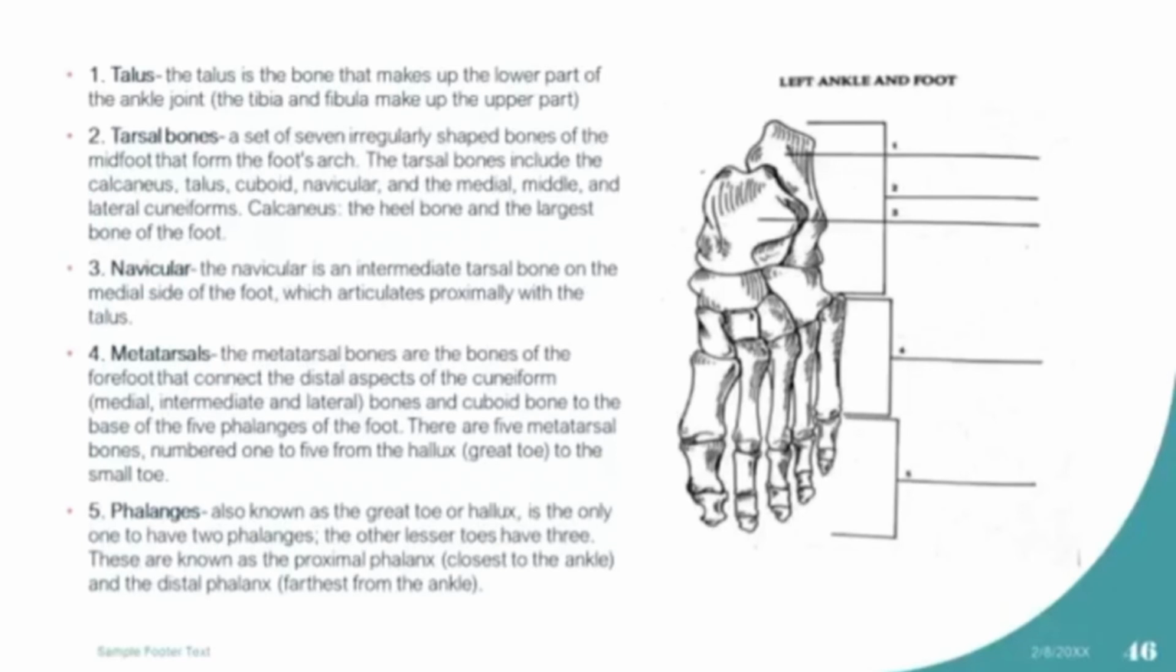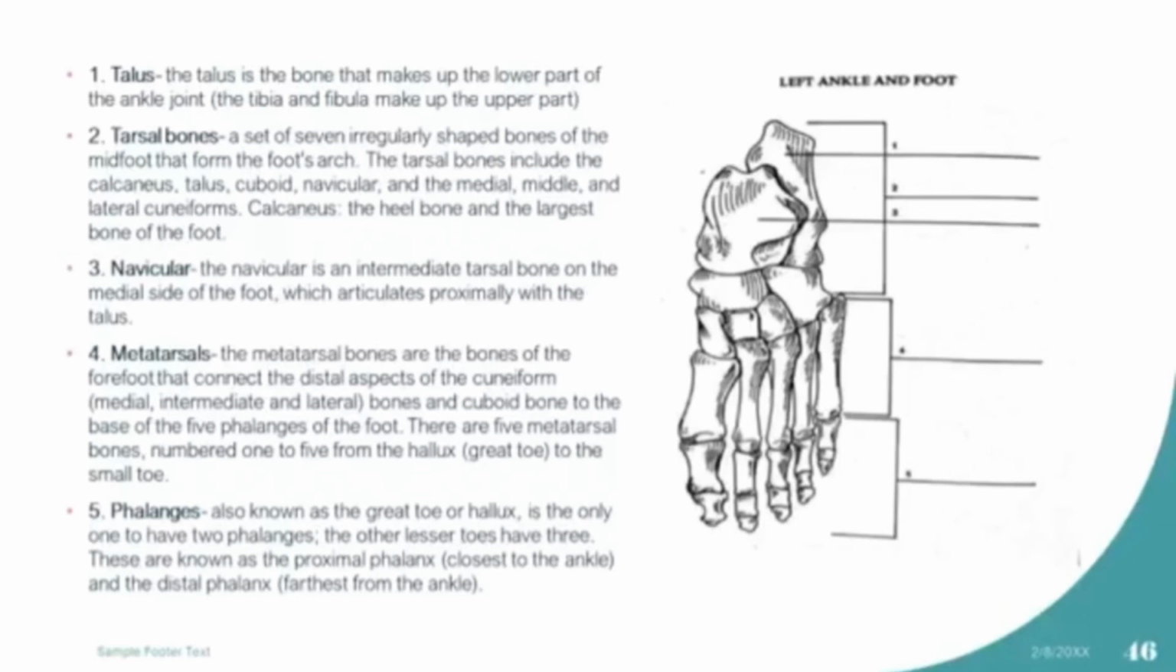Left ankle and foot. Number 1, talus. The talus is the bone that makes up the lower part of the ankle joint. Number 2, tarsal bones. A set of 7 irregularly shaped bones of the midfoot that form the foot arch. The tarsal bones include the calcaneus, talus, cuboid, navicular, and the medial, middle and lateral cuneiforms. Calcaneus, the heel bone and the largest bone of the foot.